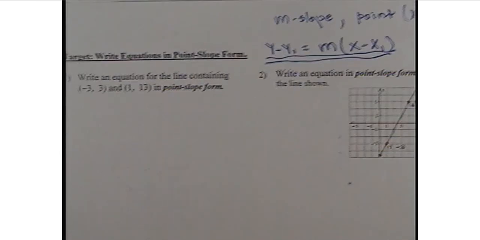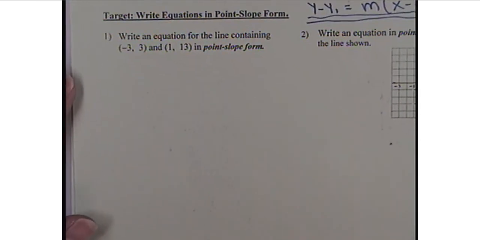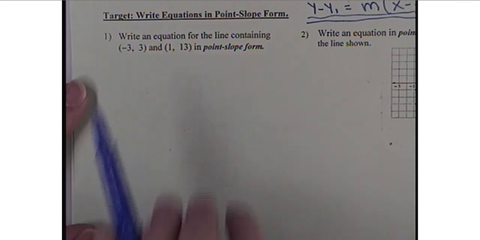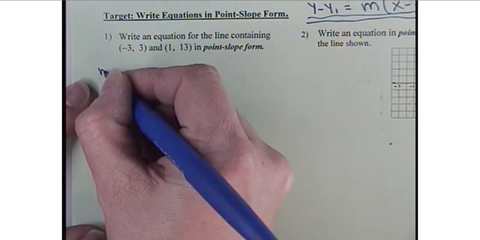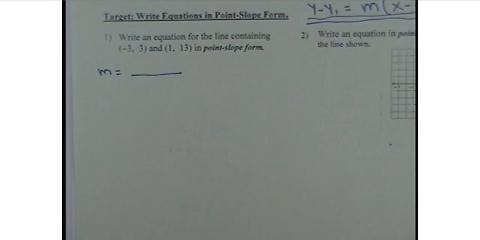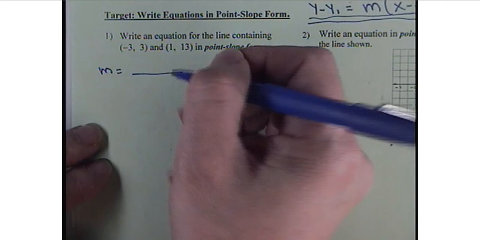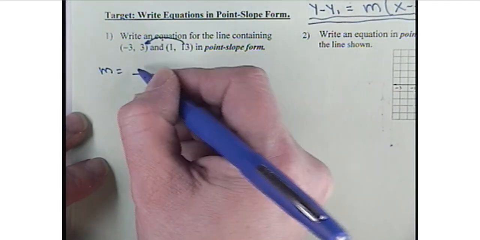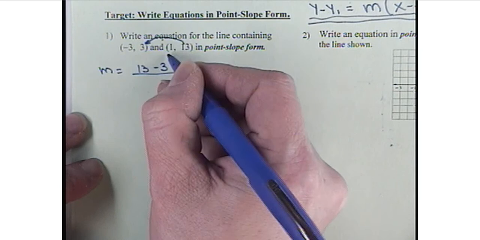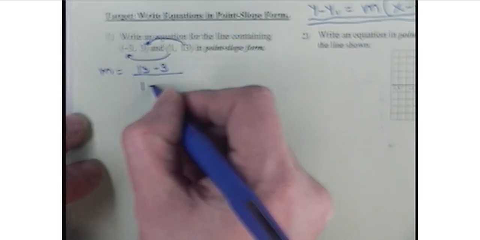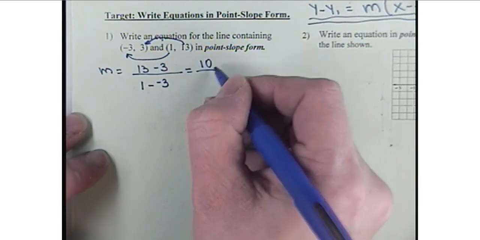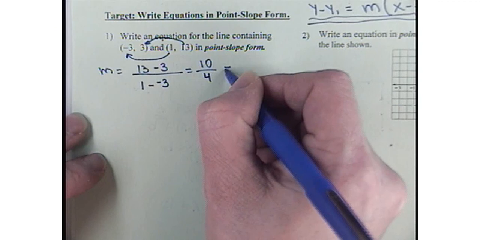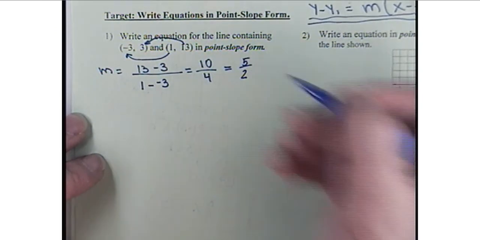Alright, number 1. Write an equation of the line containing 2 points, (-3, 3) and (1, 13). So we have the points, we're missing the slope here. So step 1 will be, let's go ahead and calculate the slope from the given points. And that will be y2 minus y1, so it will be 13 minus 3, over x2 minus x1, 1 minus -3. 13 minus 3 is 10, 1 minus -3 actually will be positive 4. If we simplify this, we get 5 over 2.